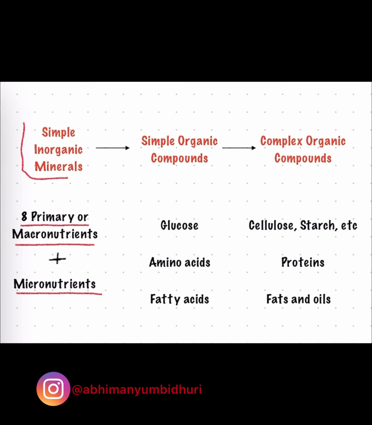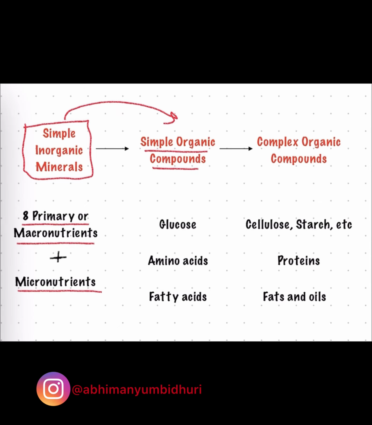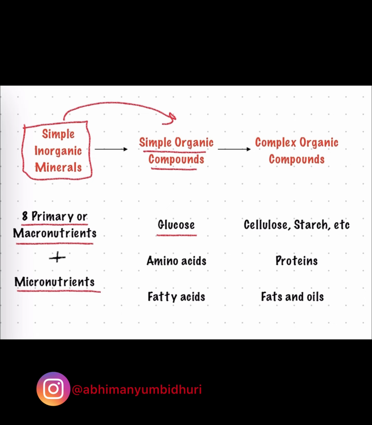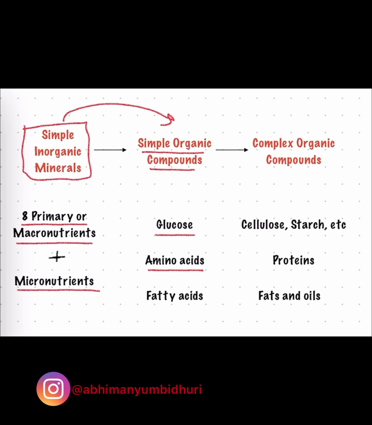Once the tree absorbs these simple inorganic minerals, they are converted into simple organic compounds through various processes. For example, during photosynthesis, using sunlight, trees convert carbon dioxide from the atmosphere and water from the soil into glucose. Nitrogen is converted into amino acids. Similarly, various inorganic nutrients play roles in the synthesis of fatty acids.